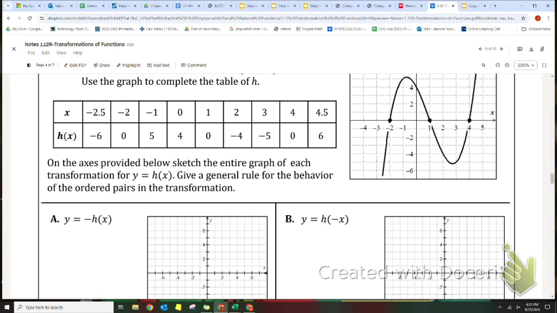Okay, on the axes provided below, sketch the entire graph of each transformation for h of x. Give the general rule for the behavior of the ordered pairs in the transformation. All right, so A says y is equal to negative h of x.